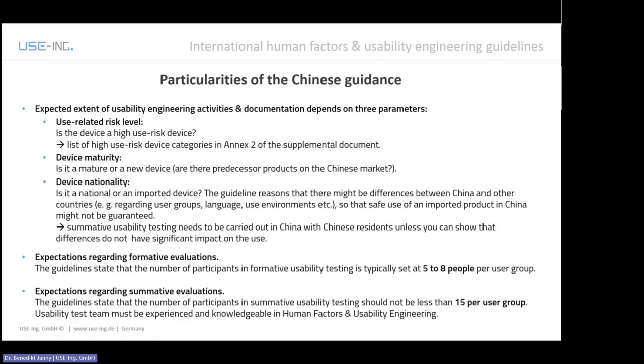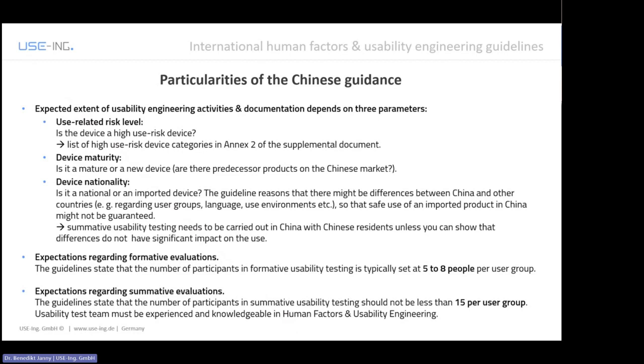The second is the device maturity. Also interesting because it's quite unique for this guideline. So you have to ask yourself, is it a mature or a new device? Meaning, are there predecessor products on the Chinese market yet? And finally, the device nationality is a third thing. This is not really unique for the Chinese guideline. The FDA has something similar, but you have to ask yourself, is it a national or an imported device?